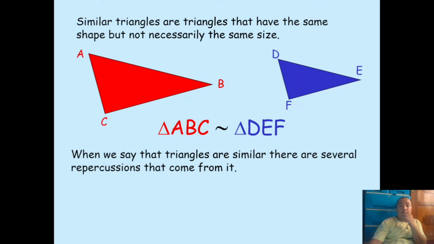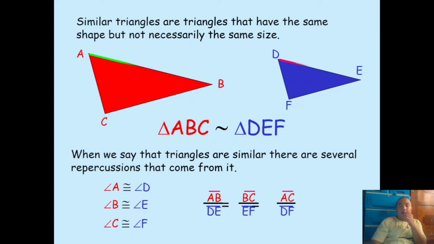When we say the triangles are similar, there are several repercussions that come from it. Angle A is congruent to angle D because they are corresponding angles. Angle B is congruent to angle E, and angle C is congruent to angle F. So when we are talking about similar triangles, corresponding angles are congruent. And also, the ratio of the corresponding sides are proportional. In short, the sides are proportional. So AB over DE is equal to BC over EF is equal to AC over DF. I think these are the two conditions that will make two triangles similar: corresponding angles are congruent and the sides are proportional.